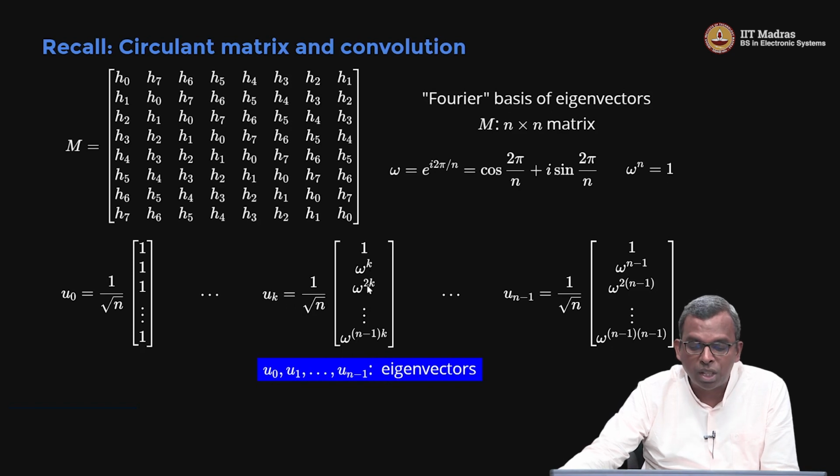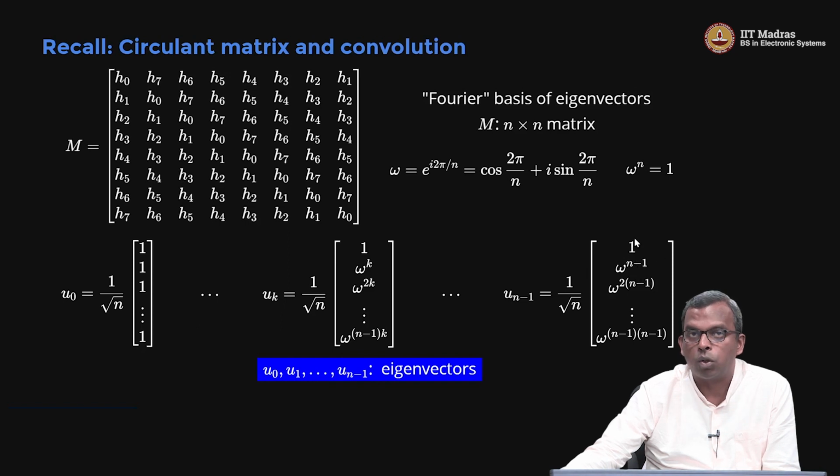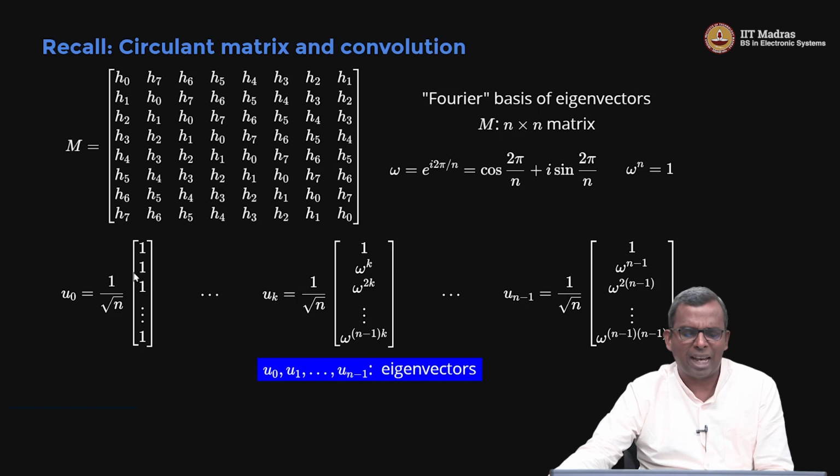But for k equal to 0, notice what happens. If you put k equals 0, all of these become 1. It is very easy to see. If you put k equals 2, it is going to be 1, omega squared, omega power 4, omega power 6, so on, till omega power n minus 1 into 2, like that. 3 will be omega power 3, etc. All the way you can go up to k equals n minus 1. So, you will get the last one being 1, omega power n minus 1, omega power 2 into n minus 1, so on till omega power n minus 1 into n minus 1. Okay. So, hopefully you see these n vectors.